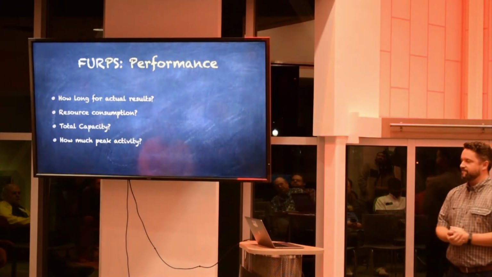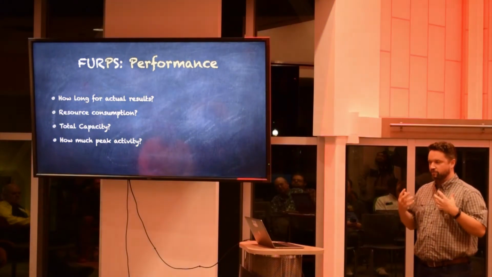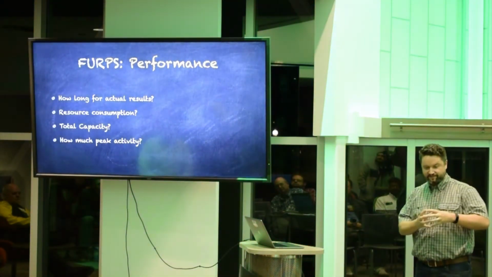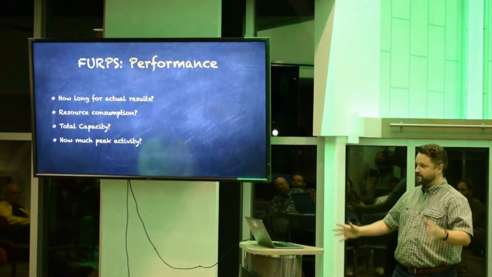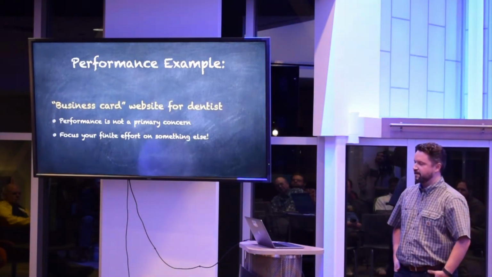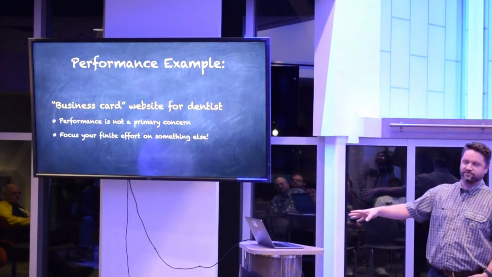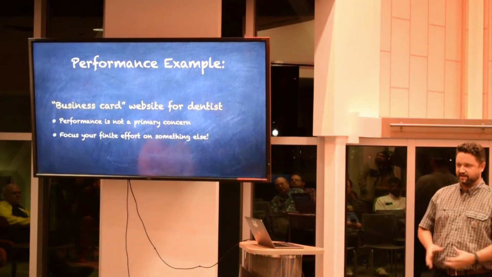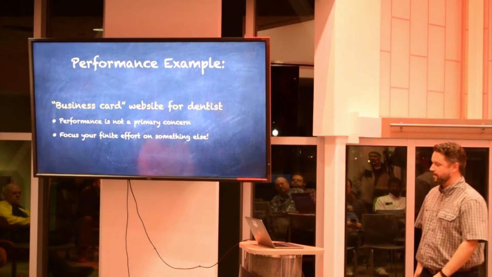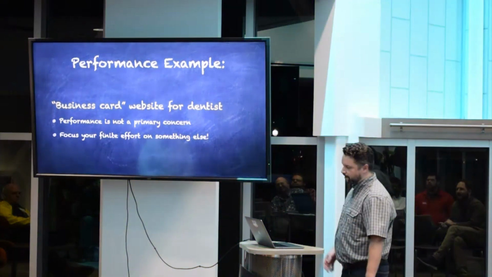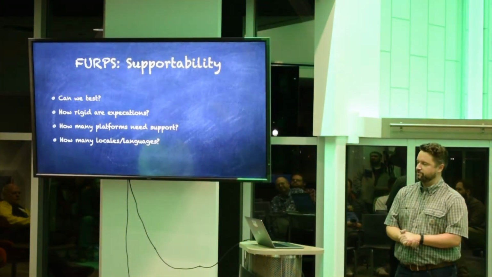Performance. So how long do we wait for actual results? Not just like UI responsiveness, but actual real results. So how much is this going to have to scale out? What's your peak time look like? Does it need to have some sort of like distributed computations behind the scenes? A bad example of a performance requirement would be like, you're making a business card website for your dentist. Probably don't have to worry about making a scalable architecture. Go and put your cards in another square, right? So another example of just how this kind of all balances out depending on what your target is.